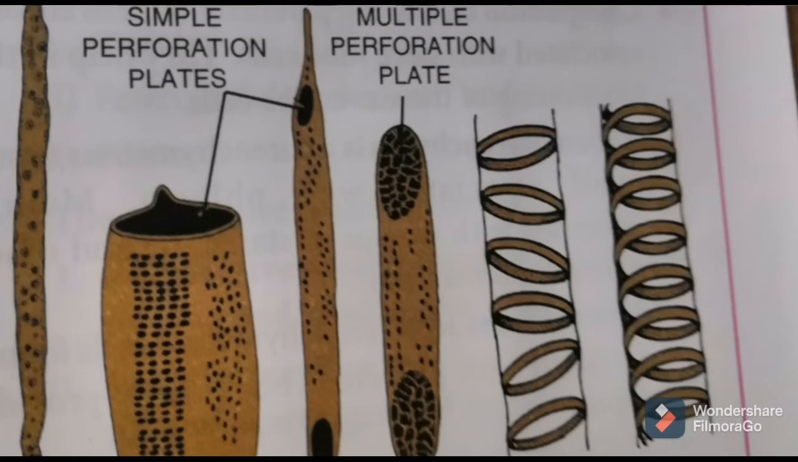Xylem vessels. They are long tube-like structures meant for transporting water and dissolved materials. Their cell walls are quite hard, thick and lignified. They are made up of elongated cells placed end to end.